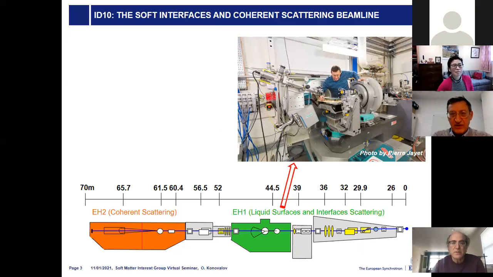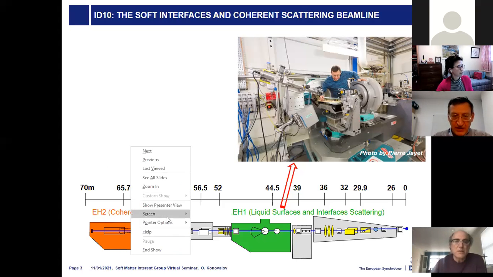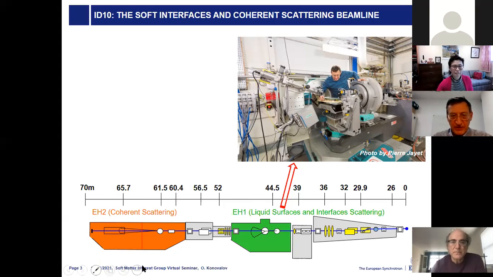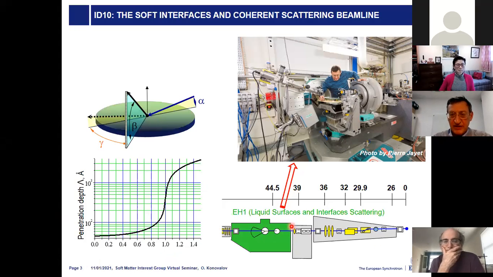So I'm from the ID10 beamline of the ESRF Synchrotron. I work at the soft interface and coherent scattering beamline. In fact, this beamline on one sector has two end stations. One is dedicated to coherent scattering experiments, probing systems with a coherent X-ray beam, and another one is made for the surfaces, to measure liquid surfaces and interfaces. And today I will only present my talk based on the part of the experiment done at the surface end station.